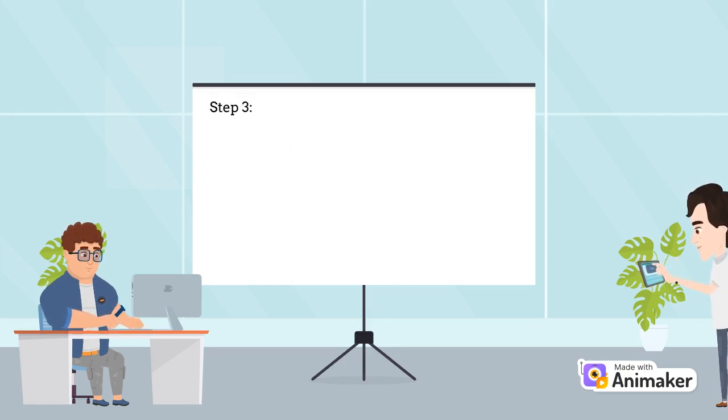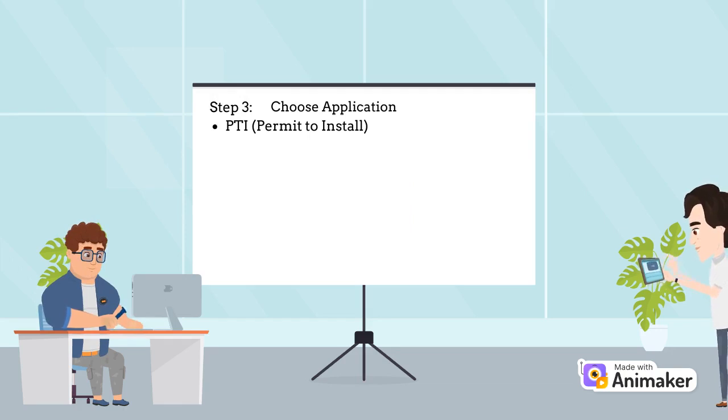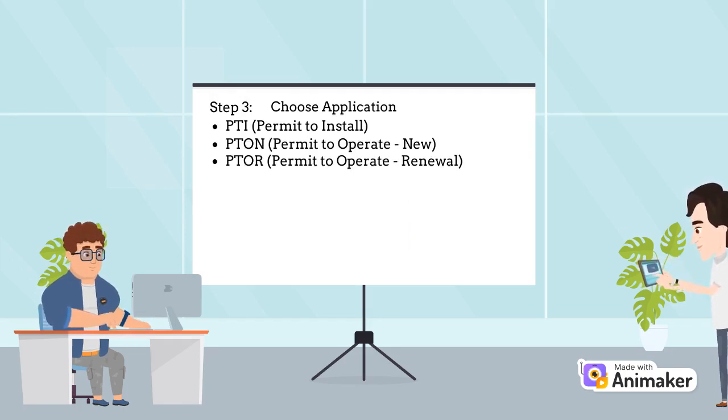Step 3. Choose Application. PTI, Permit to Install. PTON, Permit to Operate. New. DOR, Permit to Operate. Renewal.